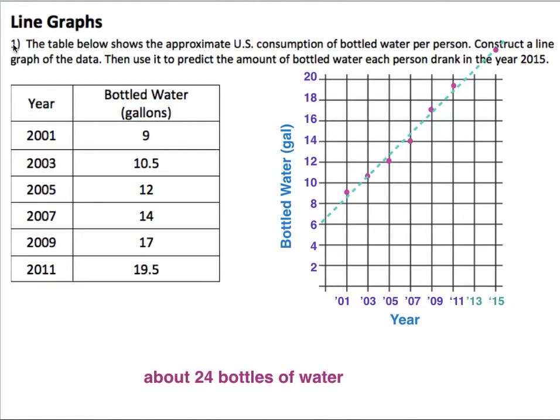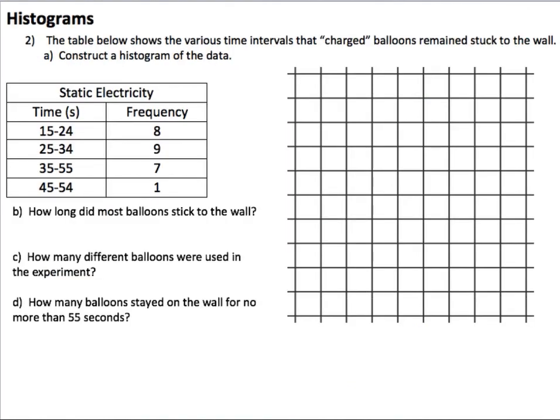So this is showing data and making predictions using line graphs. That's your first method of organizing data today. The second method is using histograms.